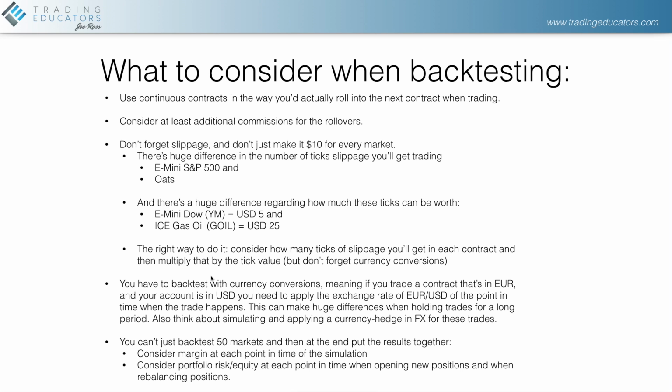You have to pay slippage in the markets depending on what you're trading. In the S&P 500 it's going to be a lot less than in the OATs, for example, and also consider the tick sizes. So in the E-mini Dow a tick is $5. If you also trade gas oil and want to compare both of these markets, then you have to consider the difference in the tick sizes.